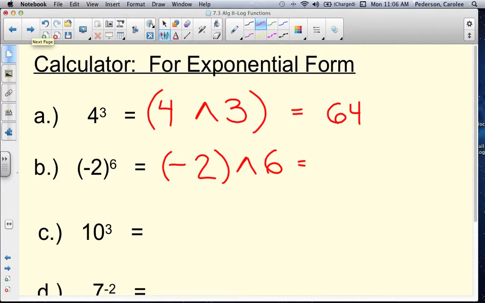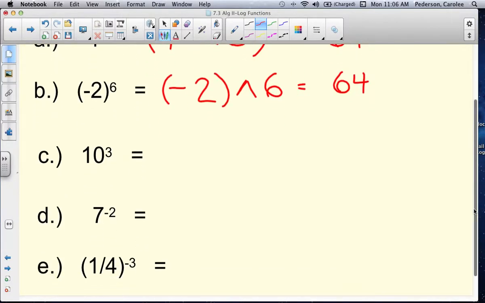And you should get 64. Let's go on to question C. 10 raised to the 3rd power. So that represents 10 times 10 times 10. So your calculator should look like this. 10 raised to the 3rd, which is 1,000.